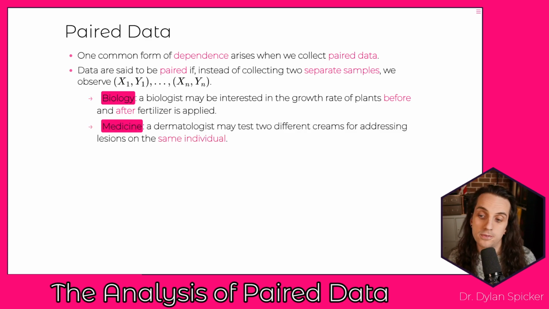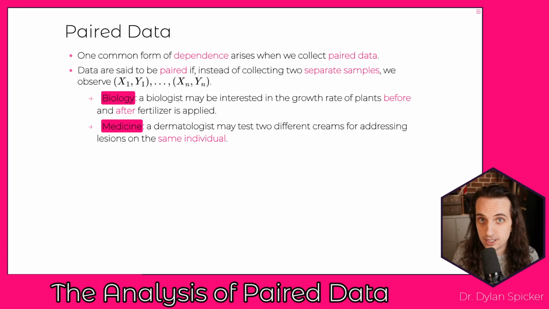If we think about an example from medicine, a dermatologist might be testing two different creams for addressing lesions on the same individual. In this case, we're applying two different medications to one individual. Each individual is probably going to react differently to any medication we give, and so it's not going to be independent, but the data are going to be paired.